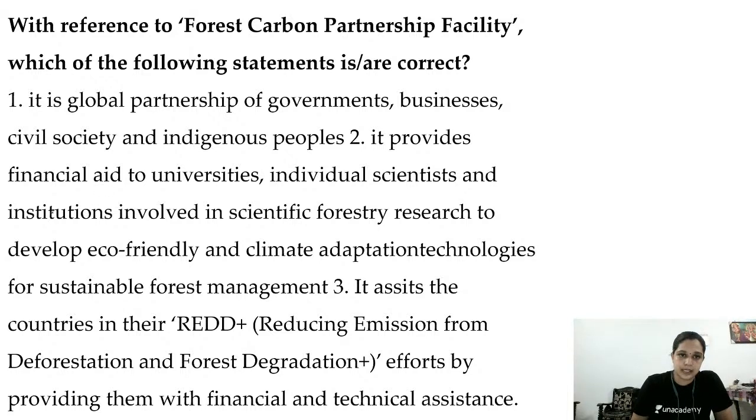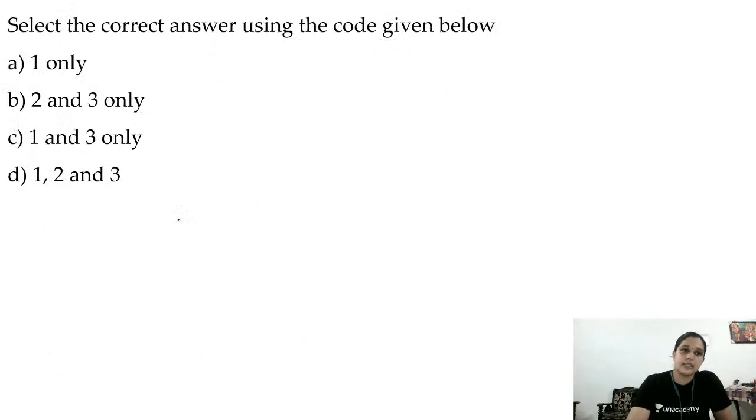Forest Carbon Partnership Facility. Let's see how we answer, because we talked about the BioCarbon Fund, so it's similar to that. Which of the following statements is correct? It's a global partnership of government, business, civil society, and indigenous people. It provides financial aid to universities, individual scientists, and institutions involved in scientific forestry research to develop eco-friendly and climate adaptation technologies for sustainable forest management. It assists countries in their REDD plus, reducing emissions from deforestation, efforts by providing them financial and technical assistance. The options are 1 only, 2 and 3 only, 1 and 3 only, 1, 2 and 3.